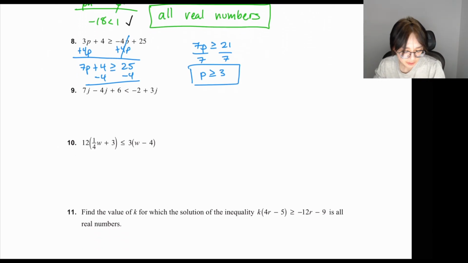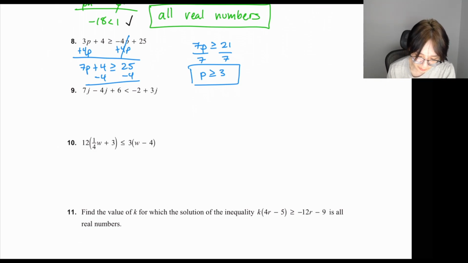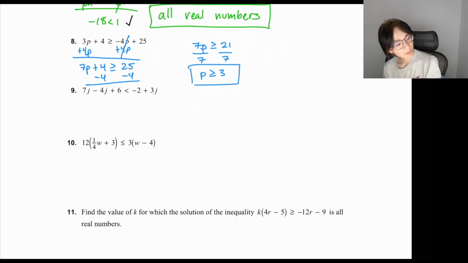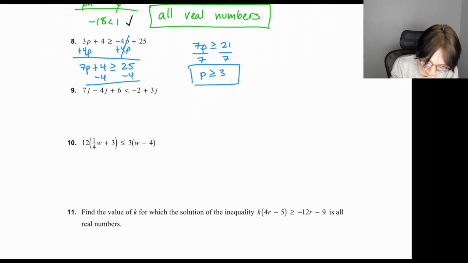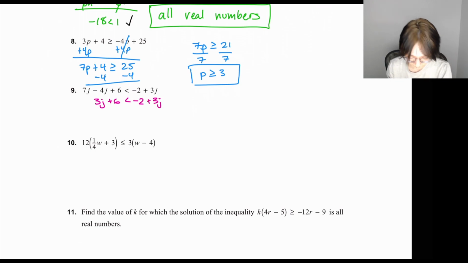Next one. 7j minus 4j plus 6 less than negative 2 plus 3j. Now on one side of the inequality symbol, I notice we have some like terms we can combine here, positive 7j and negative 4j. So we combine them. 7 minus 4 is 3. So we have 3j plus 6 less than negative 2 plus 3j.